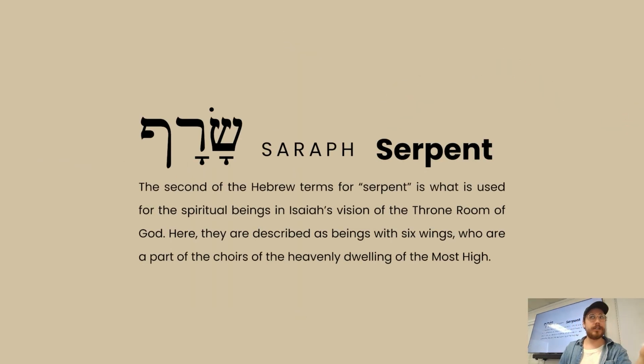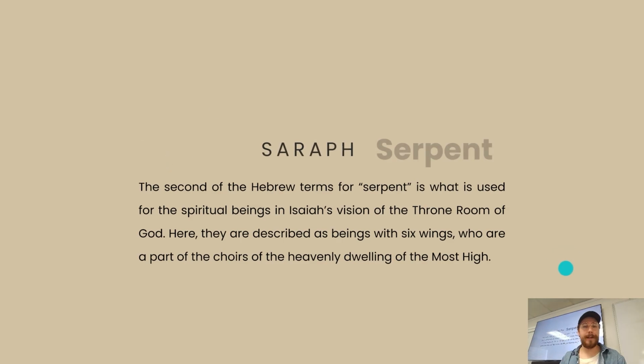The first one is nachash, which has those sort of elements, it can be used in different ways. If it's an adjective, then it means shining. If it's a verb, it means this other thing, right? There's also saraf. Anyone heard of that before? The second Hebrew term for serpent is what's used for spiritual beings. In Isaiah's throne room vision, they are described as beings with 6 wings who are part of the choirs of the heavenly dwelling of the Most High. It's really, really interesting. Why are we saying that serpents are in the throne room?